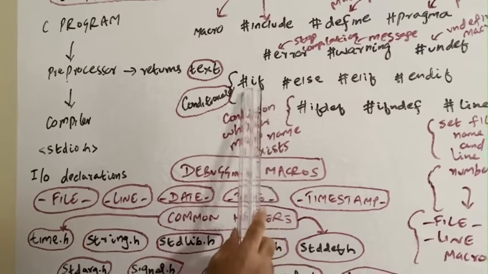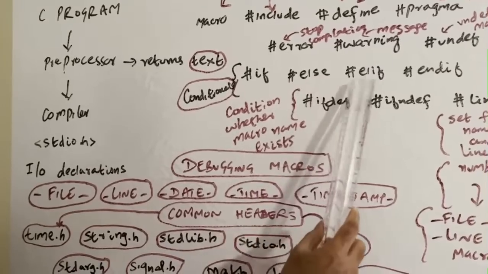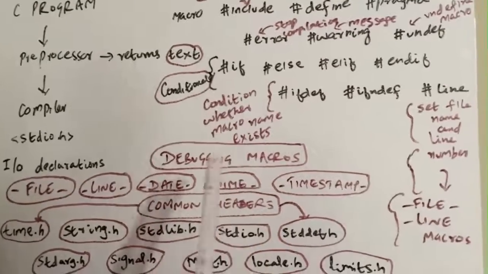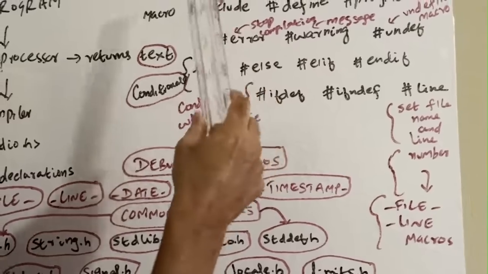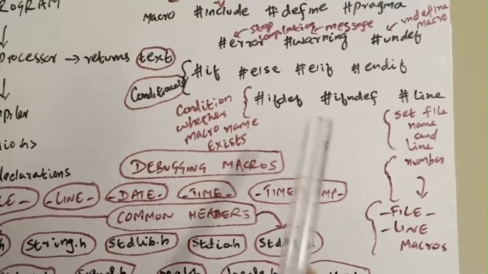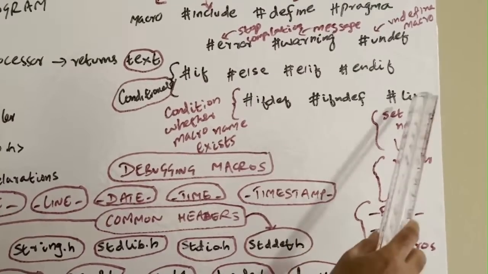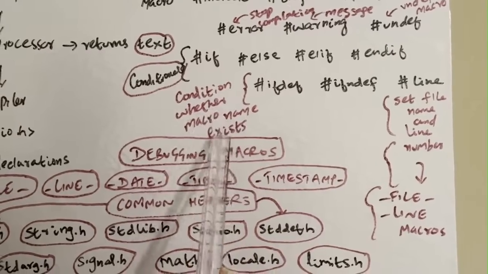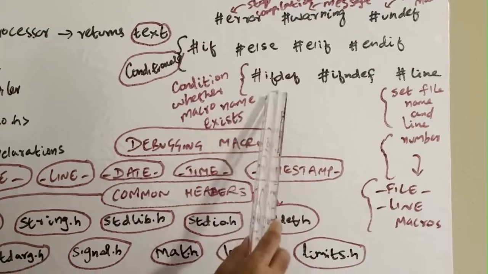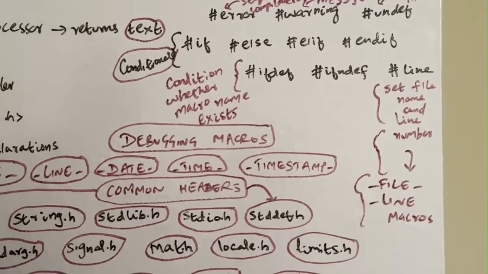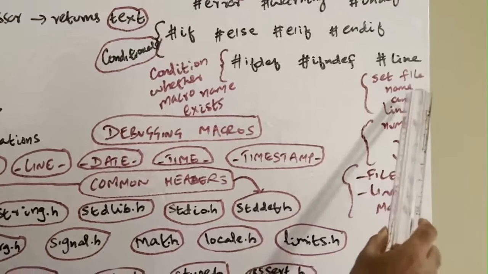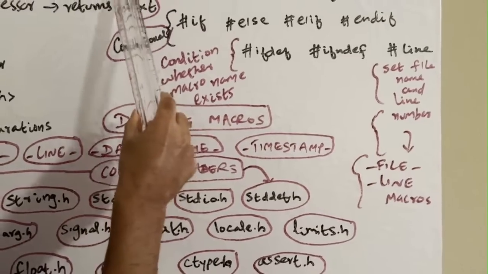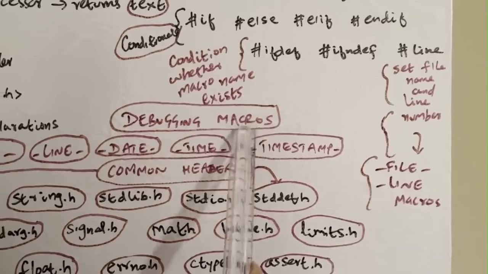Other things are #if, #else, #elif, and #endif. These are all if conditions. You can actually put if conditions in the preprocessor directives themselves. That's how powerful the C language is. Then #ifdef, #ifndef, and #line. These check the condition of whether the macro name exists. I'm going to give some examples later, and you will understand. The line directive is for setting the file name and line numbers. We'll discuss debugging macros here, as part of the macros.